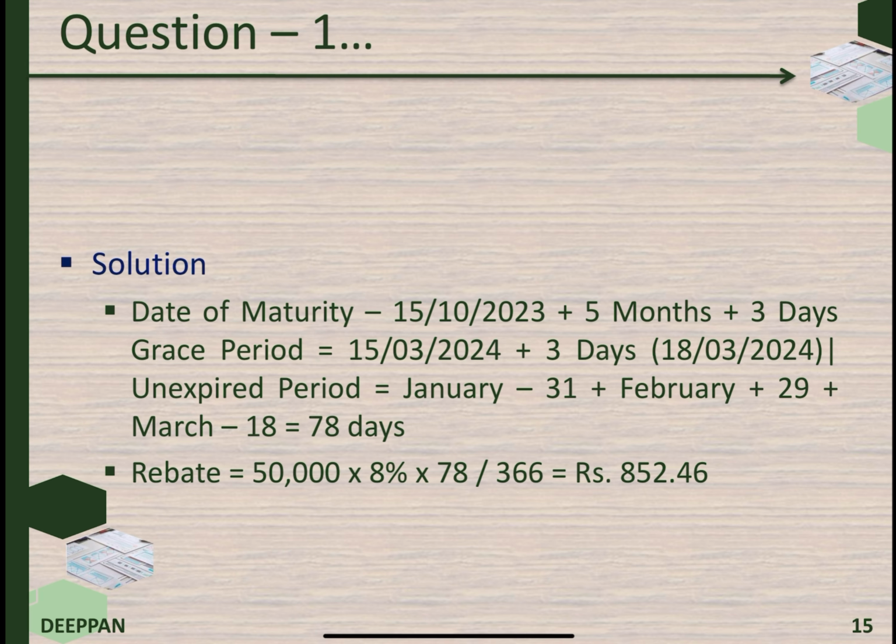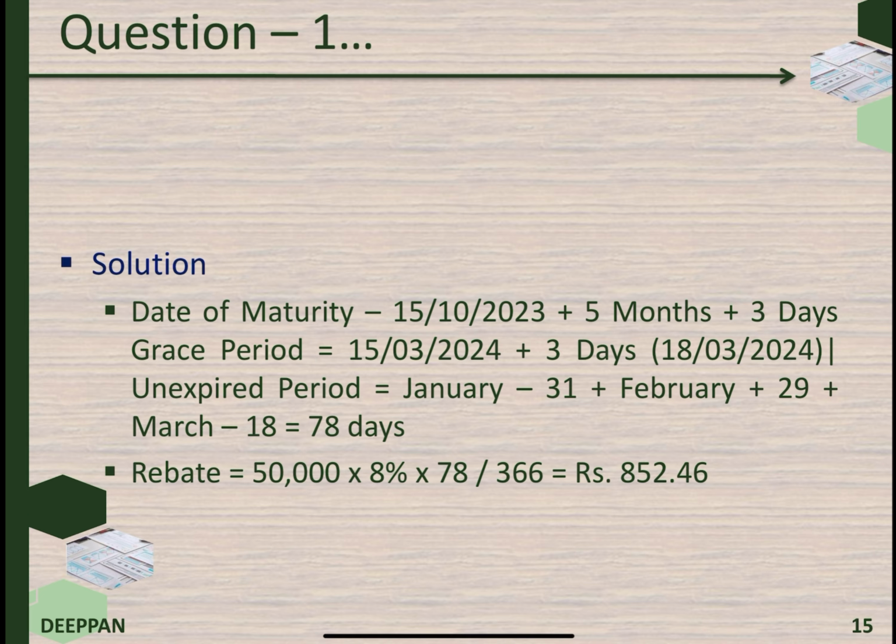Unexpired period is January 31 days, February 29 days because it is a leap year, and March 18 days. Total unexpired period is 78 days. Rebate is equal to amount of the bill into percentage into unexpired period divided by total number of days in the year. Here, as it is a leap year, the total number of days is taken as 366. So 50,000 into 8% into 78 by 366.